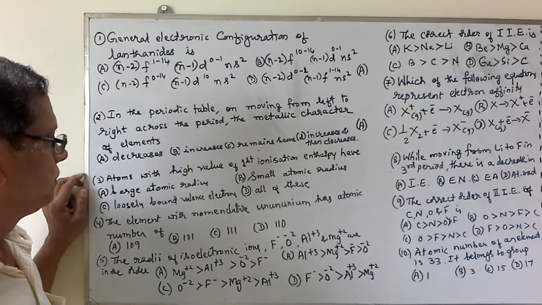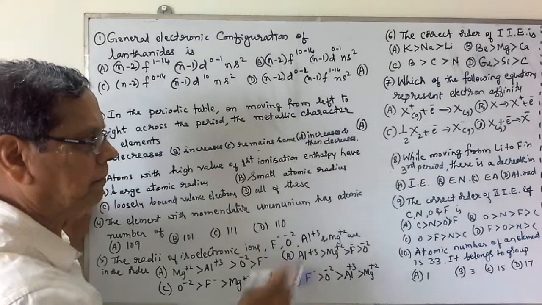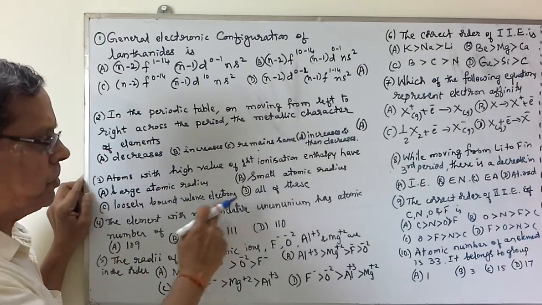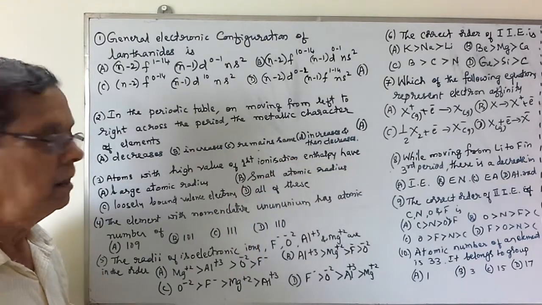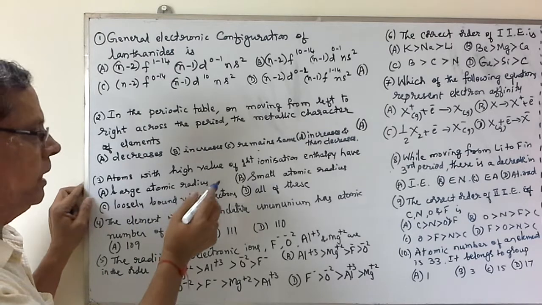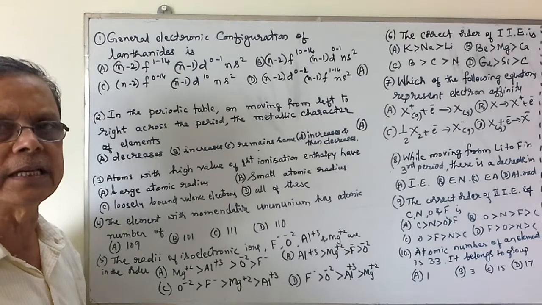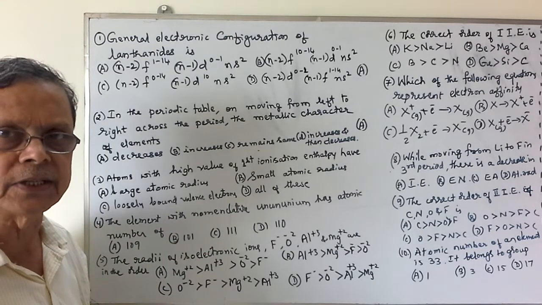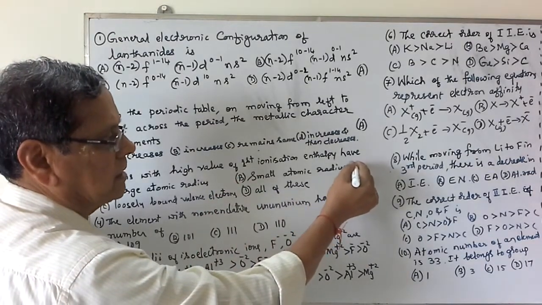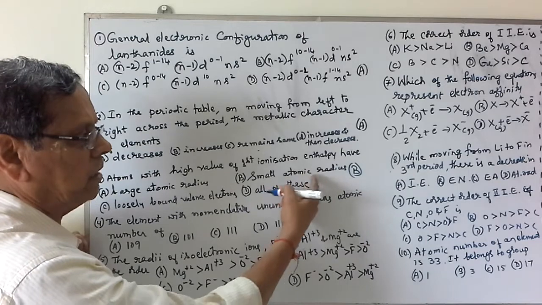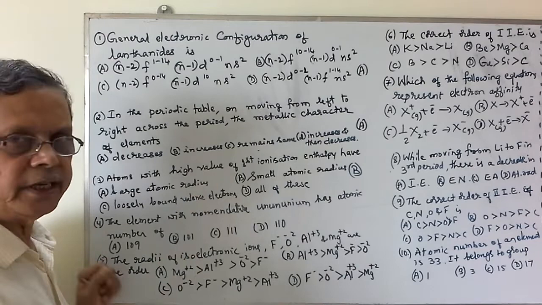Coming to the third question. Which atoms with a high value of first ionization enthalpy should be responsible for the high ionization enthalpy of the elements? If you look at the first one, large atomic radius: as the radius increases, ionization energy will automatically decrease. That's why the correct option will be B. As the radius decreases, with a small atomic radius, the element will have the higher ionization enthalpy.